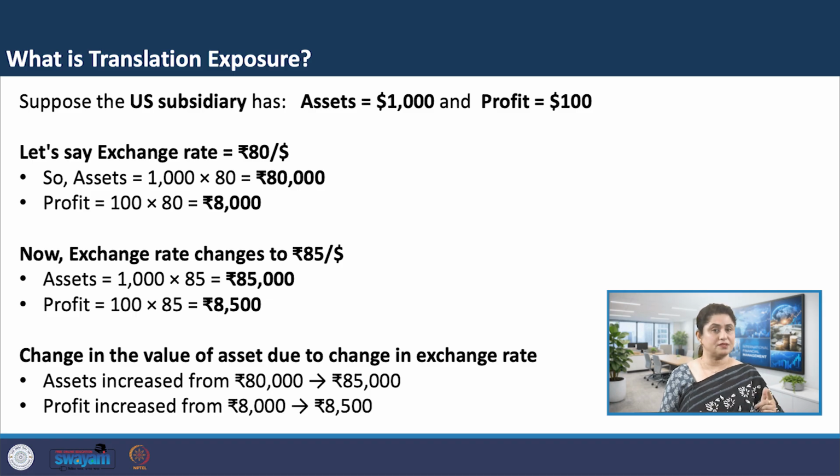Now observe this carefully. The assets and profits have increased in rupee terms, but in reality, nothing has changed. The subsidiary in USA still has assets of $1,000 and profit of $100.